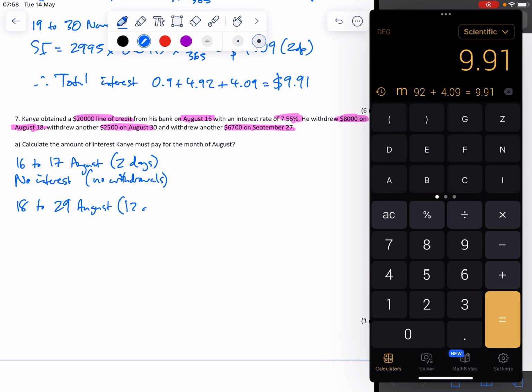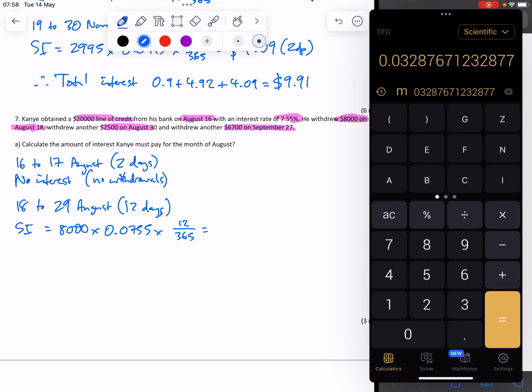How much has he withdrawn? He withdrew 8 grand. So SI is equal to 8,000 times the rate as a decimal, 0.0755, times the time in years, which is 12 over 365. 12 divided by 365 is a number, times 0.0755 is a number, times 8 grand, he pays $19.86 interest to 2 decimal points, for that first little section. And you have to do it per month.